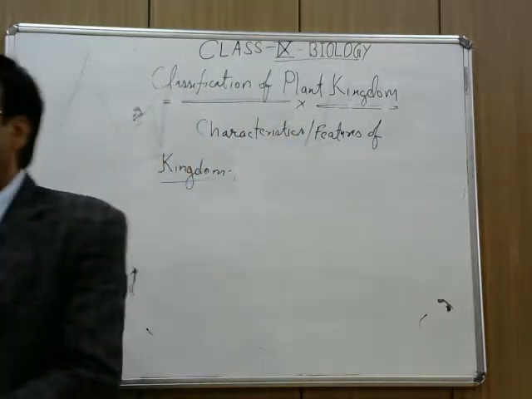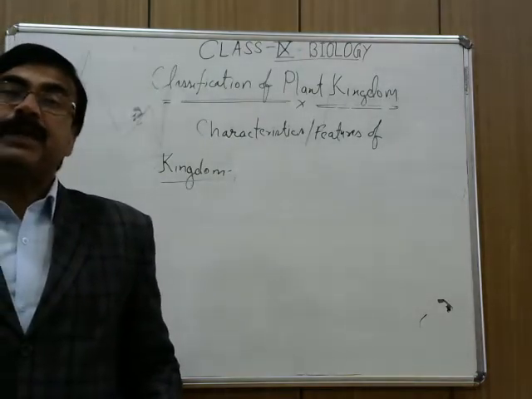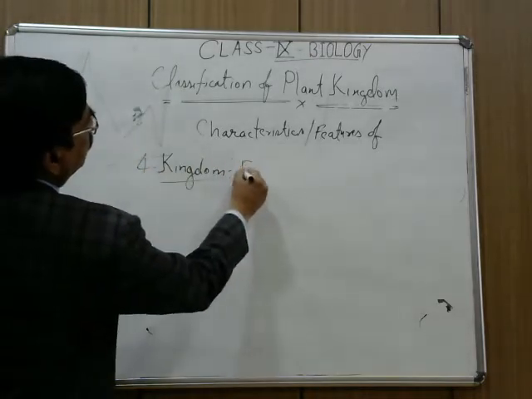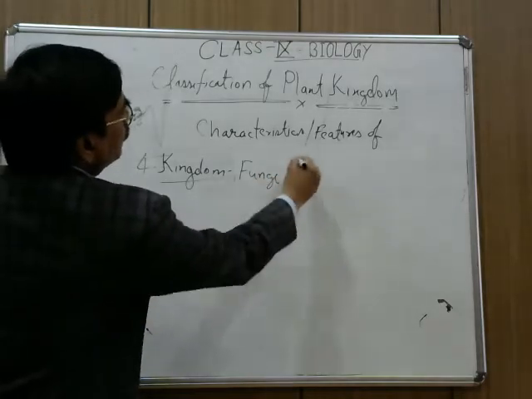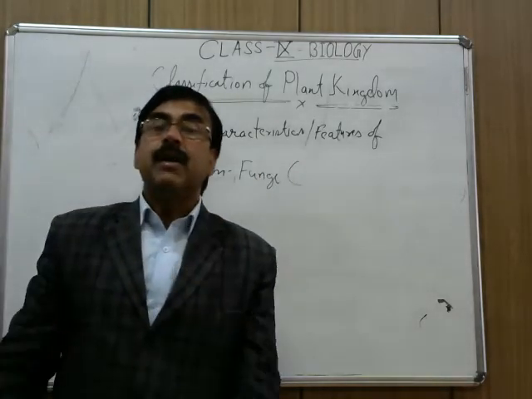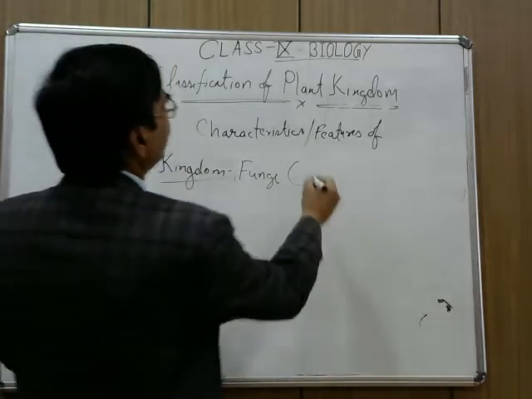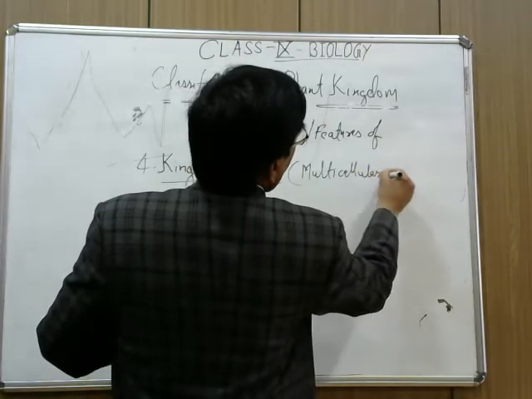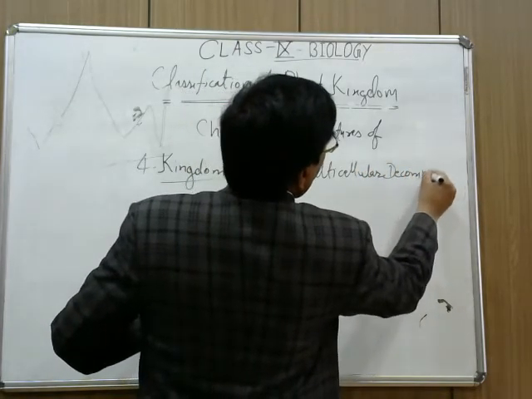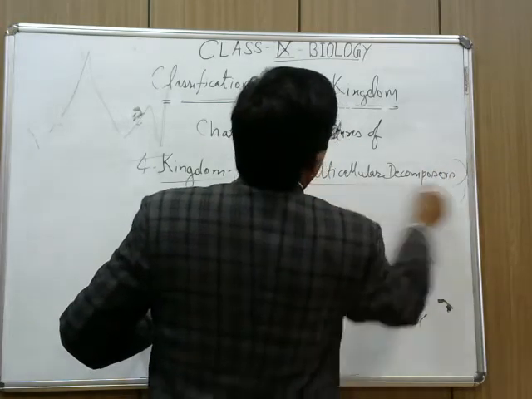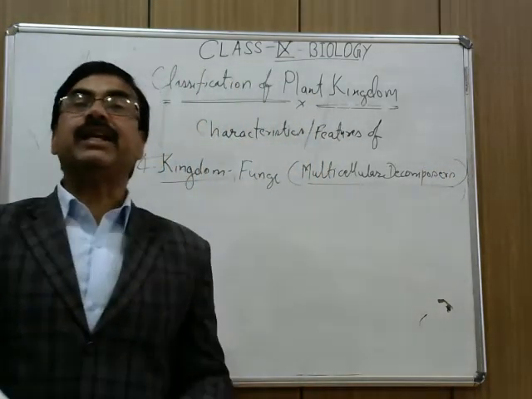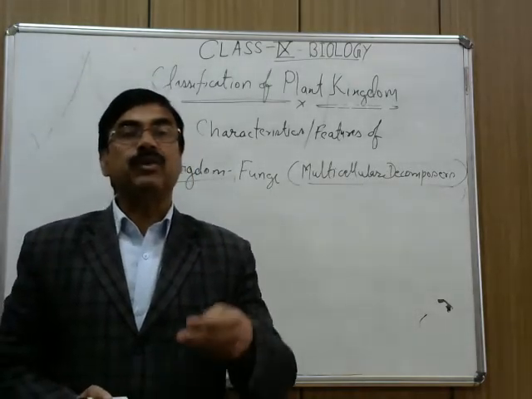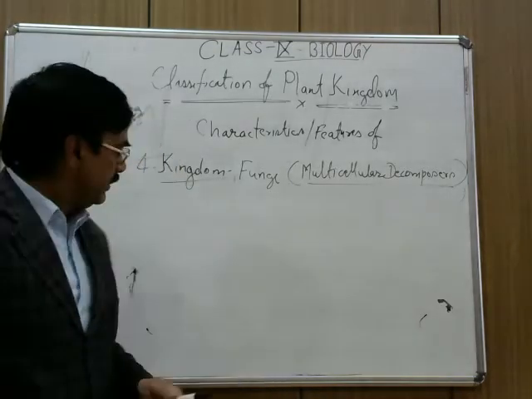The 4th kingdom is non-green plants, a separate category, and that is fungi. So what will you write? Fungi means multicellular decomposers, which eat dead and decaying matter. And here you have to write the examples: Rhizopus, yeast, penicillium, etc.